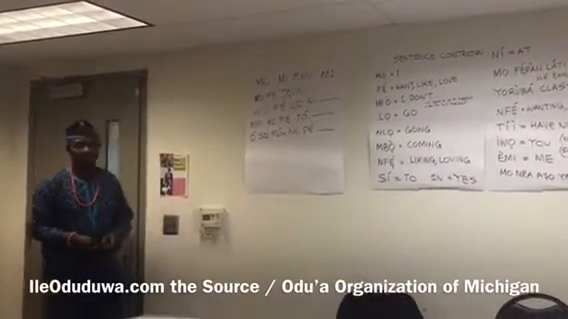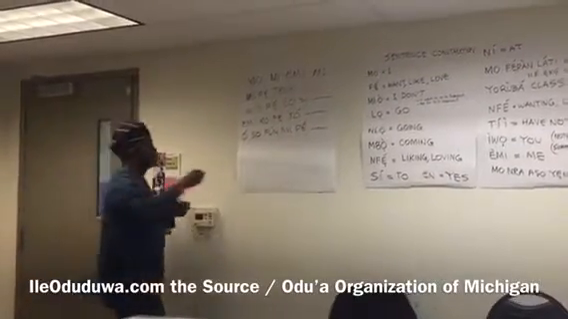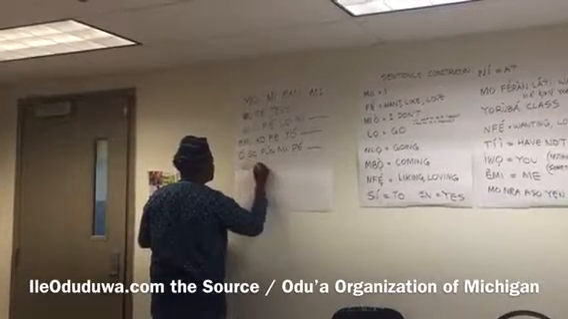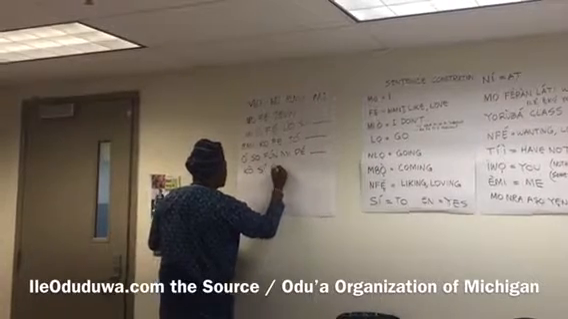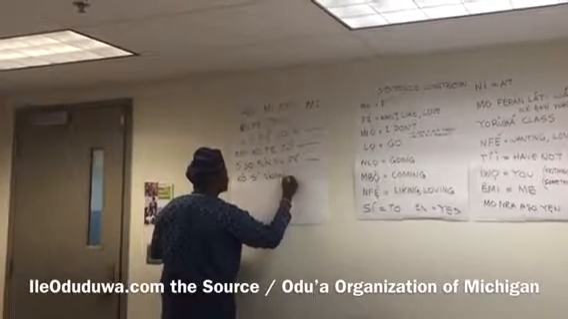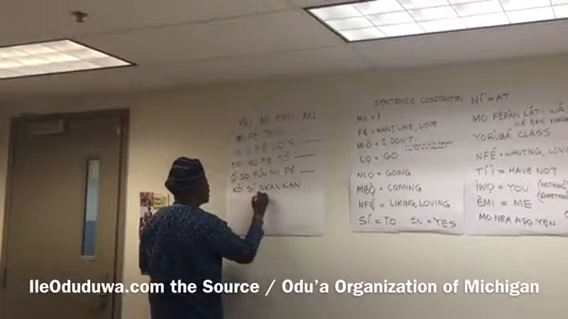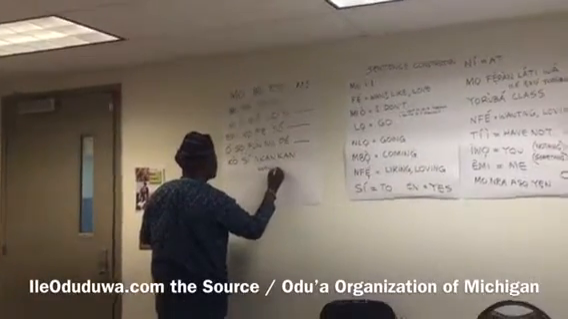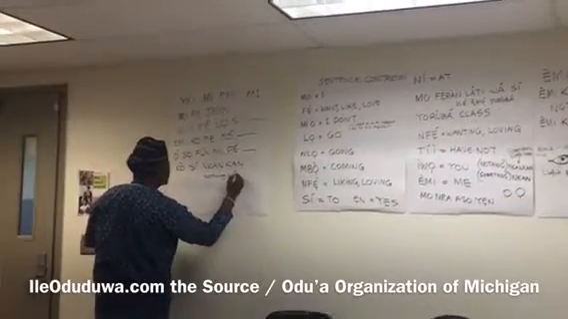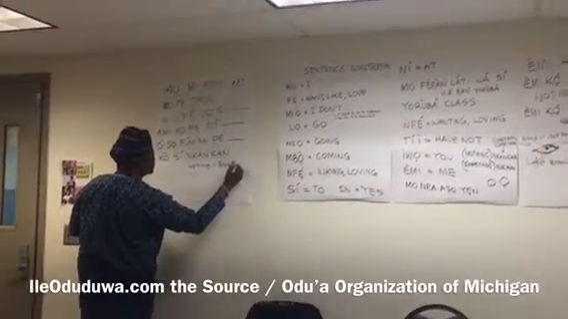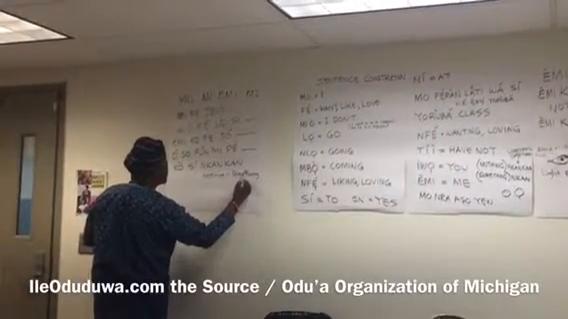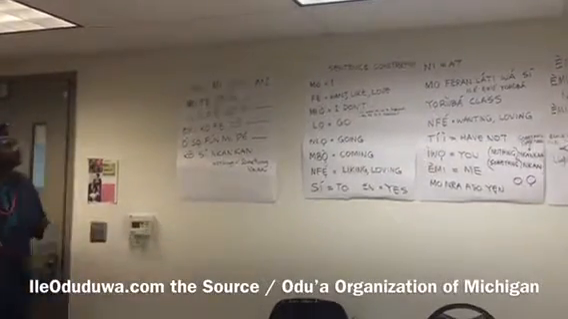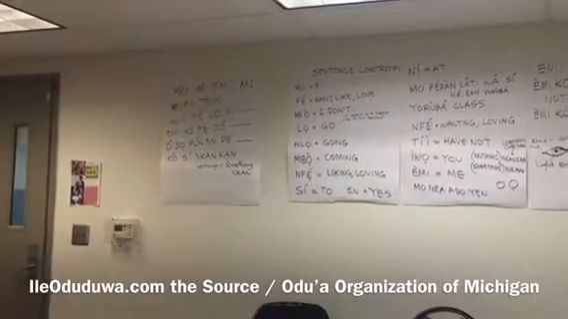O so fun mi pe, ko si nkan kan. Nkan kan means what? Nothing. Or something. Something is nkan, right? But you can use them interchangeably. So, you want to write that down?